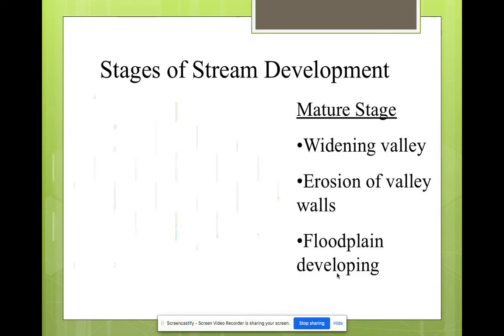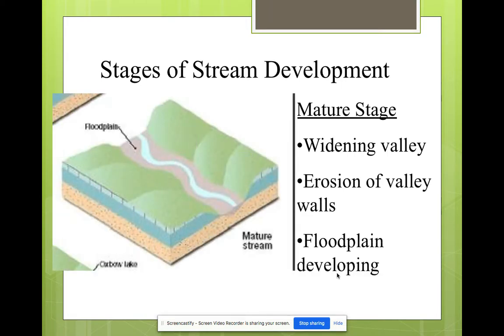A mature stage is once it moves a little bit further away and it's flooded a few times. We know that it's flooded because it's got this floodplain starting to develop on the sides here. So the mature stage, we have a floodplain. We have a widening valley, so it's not as steep and it's a little bit more gradual, and we have this flat area. The valley walls have actually eroded away because of these floods. So mature stage, you're starting to see a floodplain, a widening valley. There's a little bit more water here.